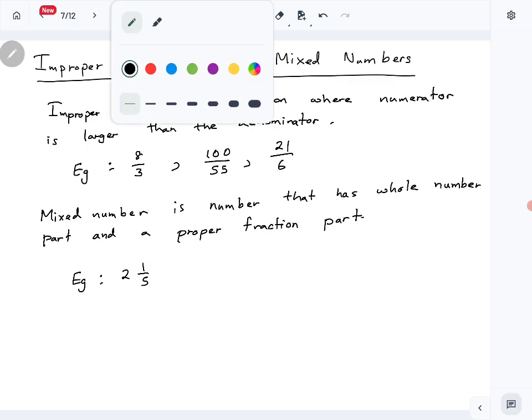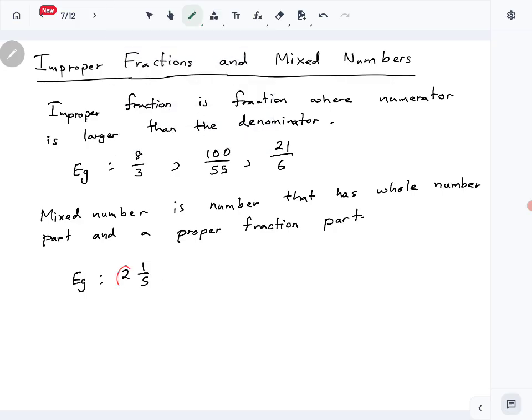So the whole number is 2. The fractional, or proper fraction, part is 1/5. So this is 2 and 1/5, right?